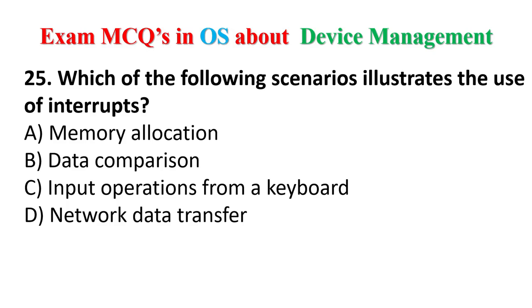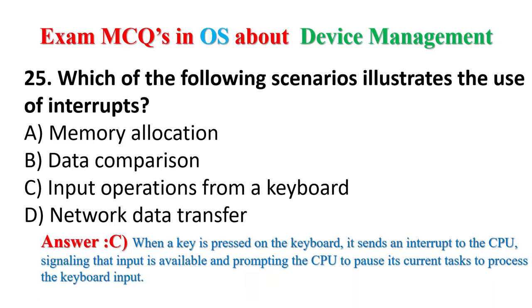The instance of the use of interrupt is input operation from the keyboard. When a key is pressed on the keyboard, it sends an interrupt to the CPU, signaling that input is available and prompting the CPU to pause its current task to process the keyboard input. So, input operation from the keyboard is one instance of the use of interrupt.